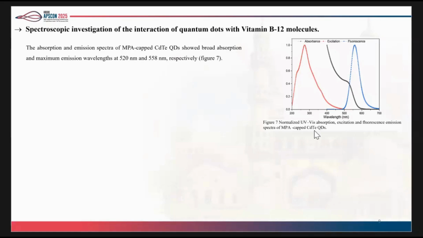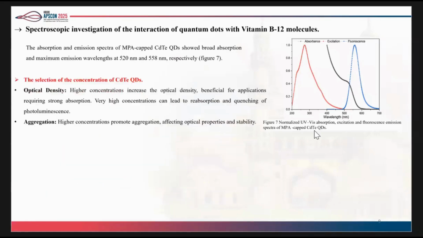To start with, initially you have to know what concentration of quantum dot you're using for your experiment. We can't randomly take any quantum dot concentration because there are various parameters which affect our experiment. Taking a higher concentration can lead to reabsorption, self-quenching or aggregation. So a particular concentration is essential to start with the interaction.